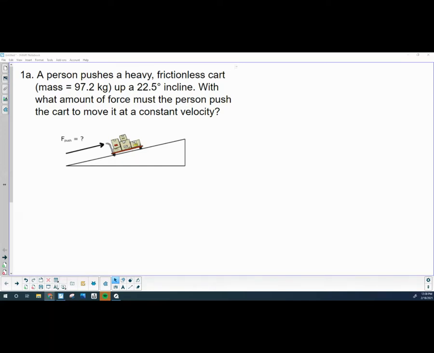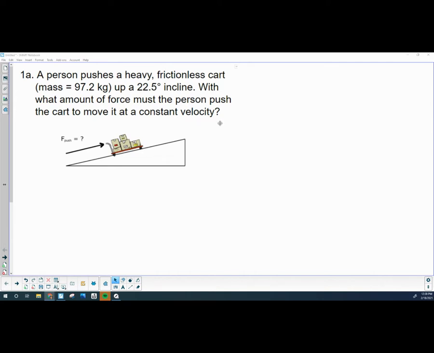In this video, I will present how to approach physics problems where an object is on a ramp. There are a couple of little tweaks that we make to our thinking that can make these problems quite a bit easier. So we have a problem where we have a person pushing a heavy frictionless cart. We know the mass of the cart is 97.2 kilograms up a 22.5 degree incline. With what amount of force must the person push the cart to move it at constant velocity?